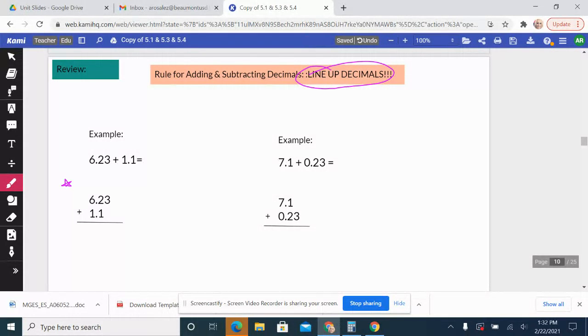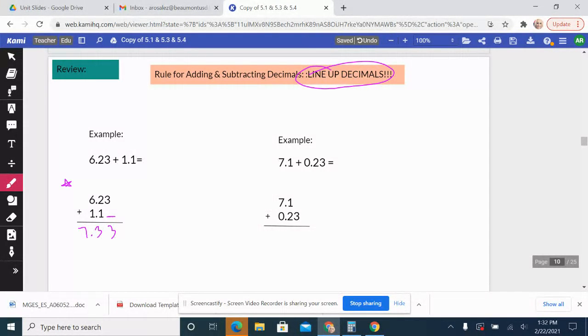That's the only way to add, right? Well, easy, right? So what happens here is this here is missing something. That's just a 0. So 3 plus nothing, that makes 3. 2 plus 1 is 3. 6 plus 1 is 7. And then you bring down your decimal.